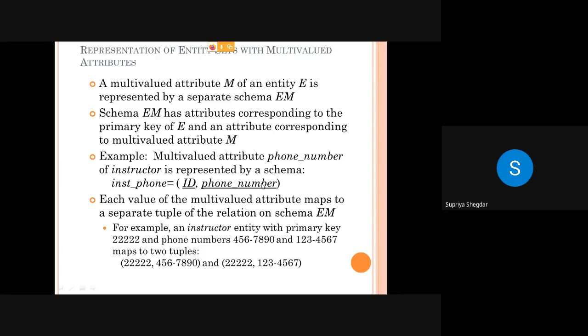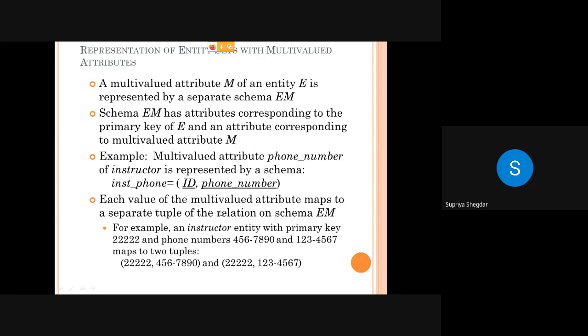Okay, so if the multi-valued attribute is present in the entity set, then while reducing it to the relational schema, we have to make a new schema or a new table, and we can give that table the same name as the multi-valued attribute, and we have to include a minimum of two attributes. The first attribute must be the primary key, and the other attribute is nothing but the multi-valued attribute of the entity set.